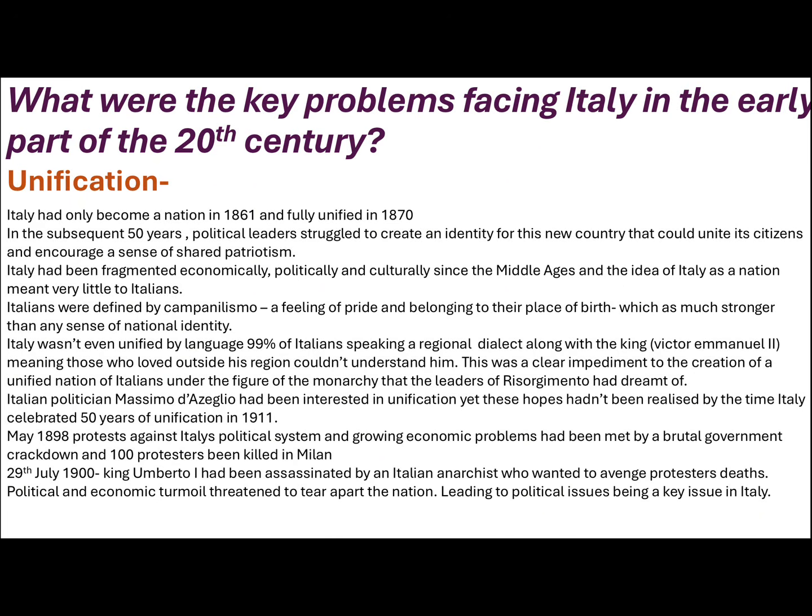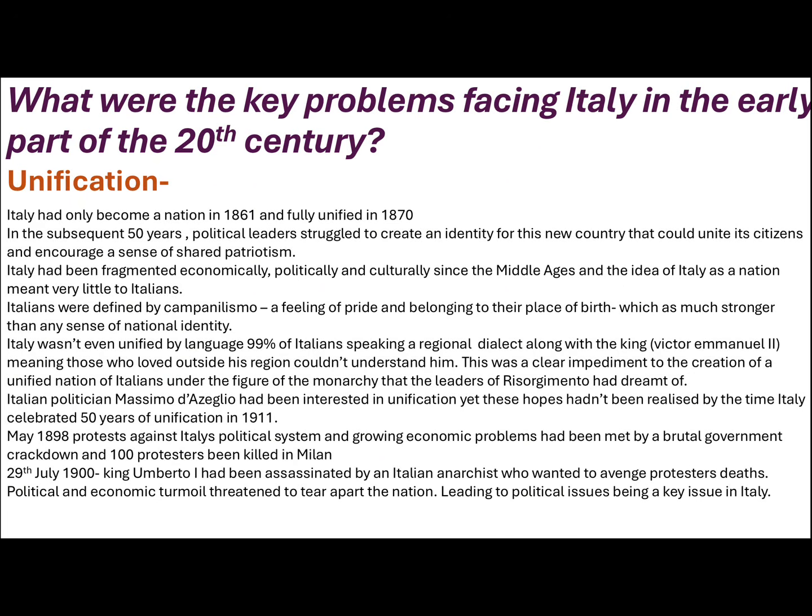Italy wasn't even unified by language, with 99% of Italians speaking a regional dialect, along with King Victor Emmanuel II, meaning those who lived outside his region couldn't understand him. This was a clear impediment to the creation of a unified nation of Italians under the figure of the monarchy that the leaders of the Risorgimento had dreamed of.